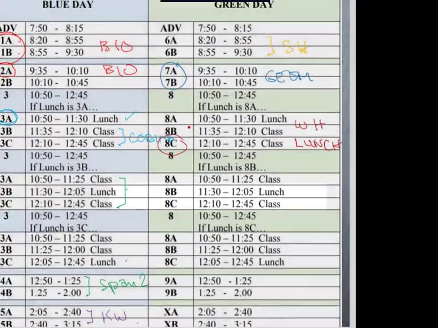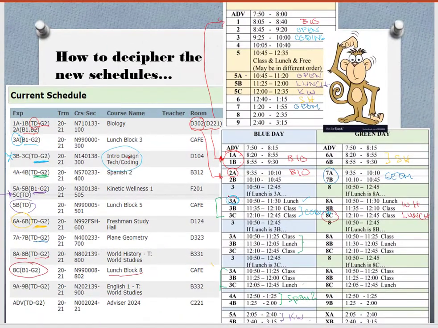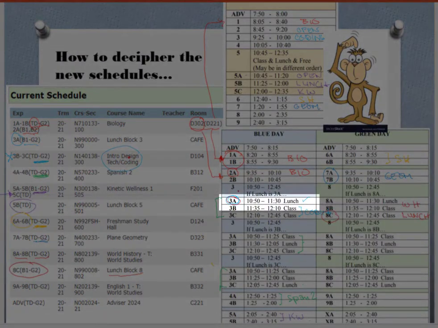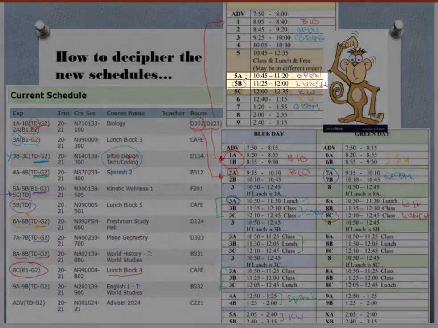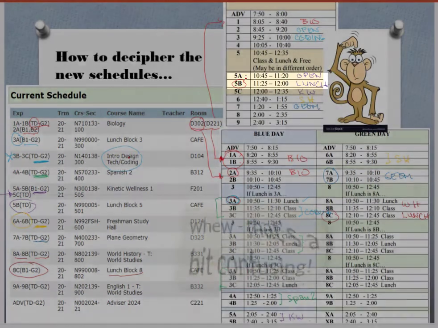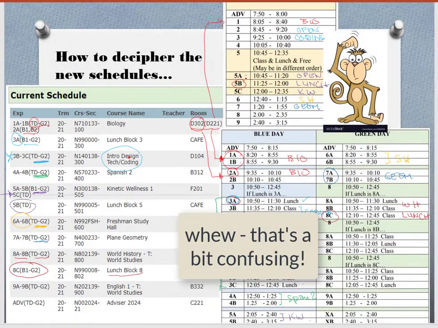On blue days, you'll be eating lunch during 3A. And on Trevian days, you'll be eating lunch during 5B. Okay, hopefully that made some sense.